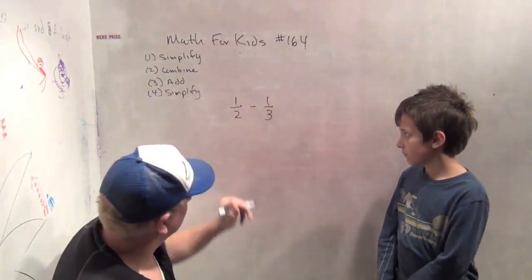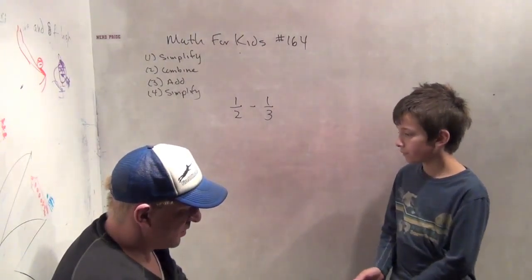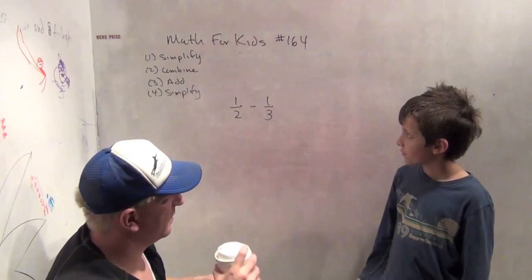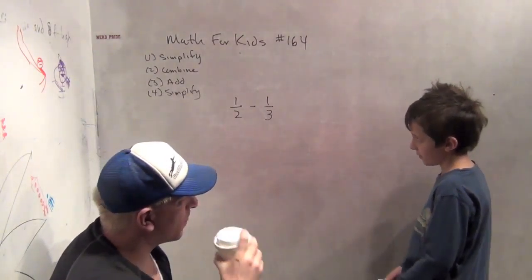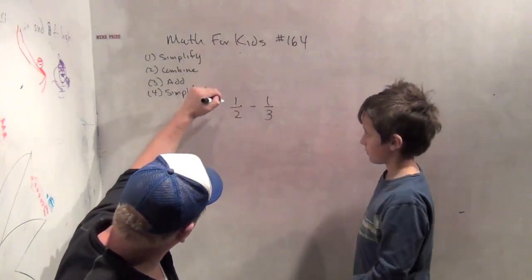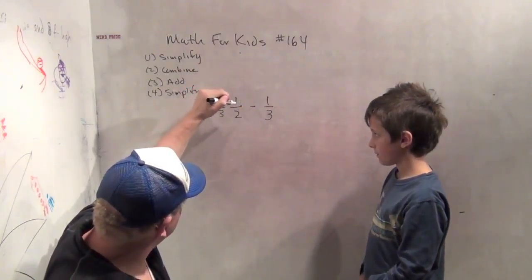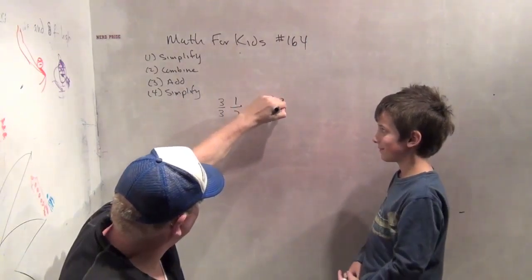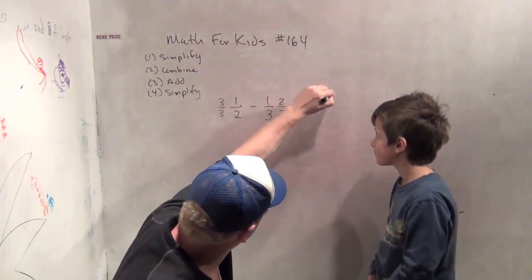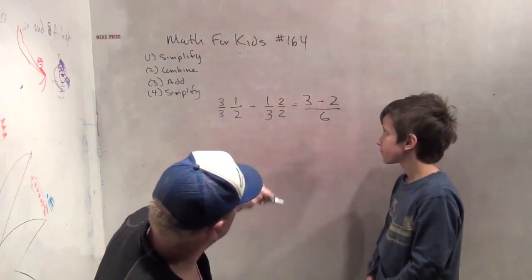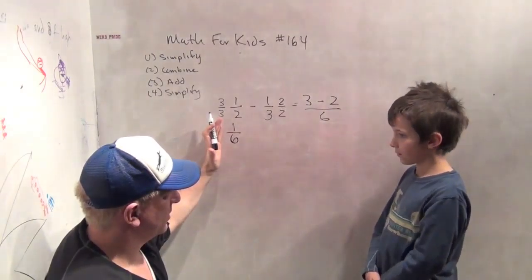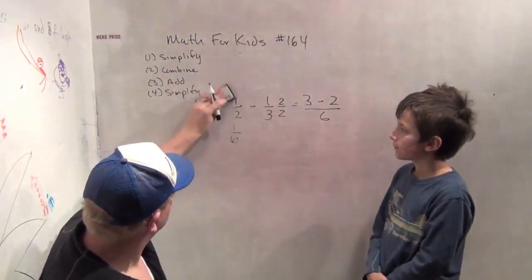1/2 minus 1/3. Well, what do you do here? Nothing can be simplified. So you get the common denominator, which is 6. 3/6 minus 2/6. We multiply by 3 over 3. Remember the funny versions of 1? So this is 3/6 minus 2/6, so 3 minus 2 over 6, which is 1/6. Can that be simplified? No. So there's our answer.